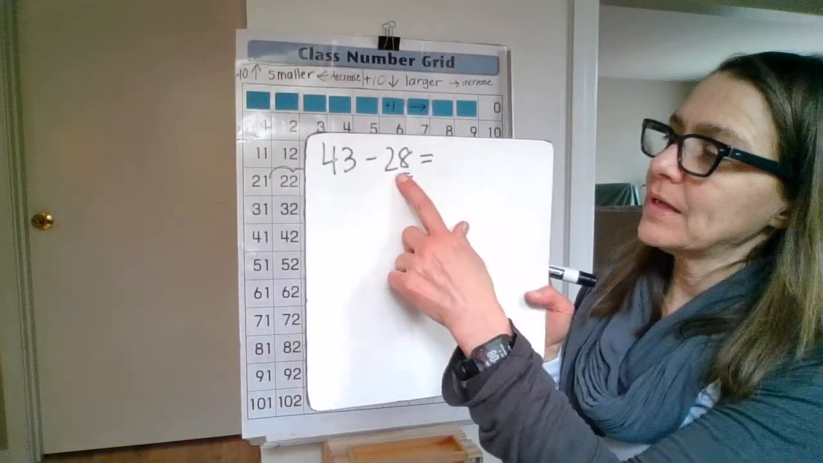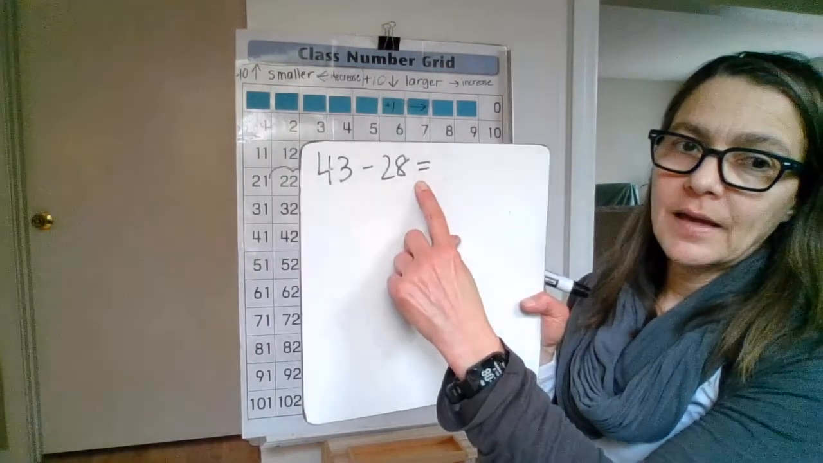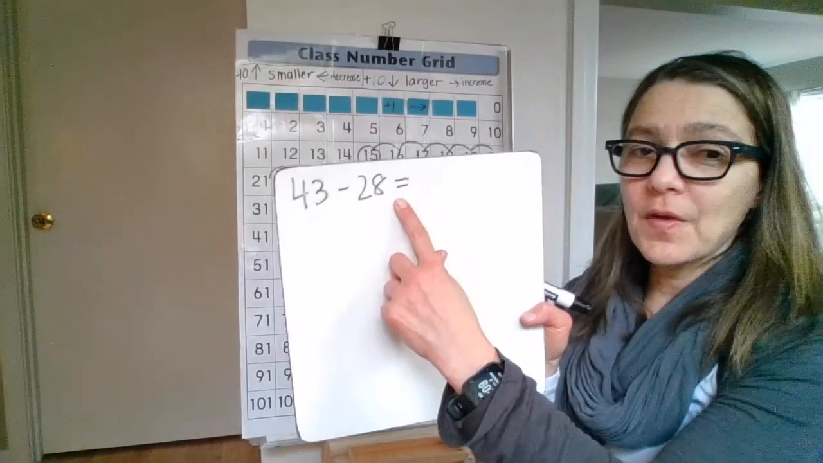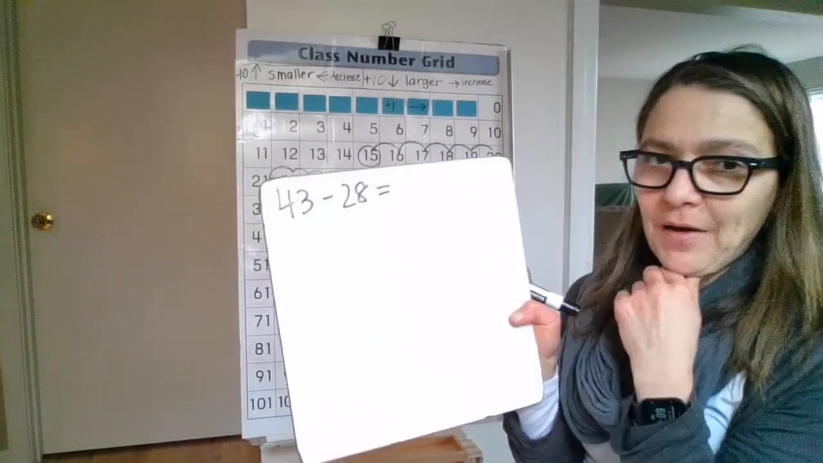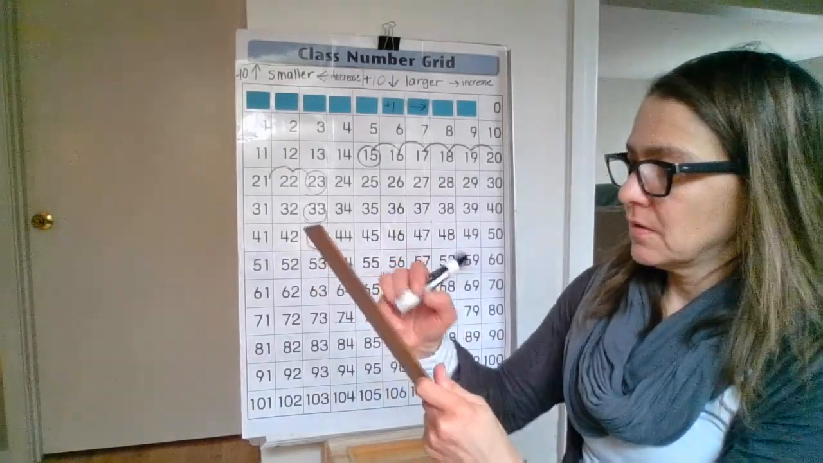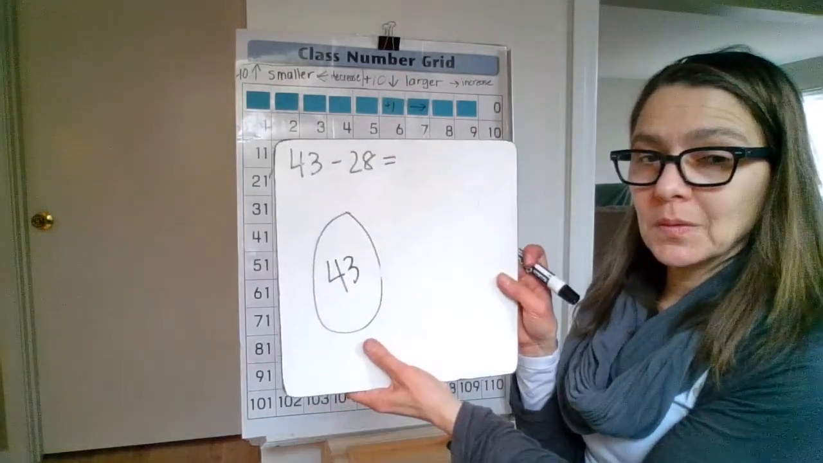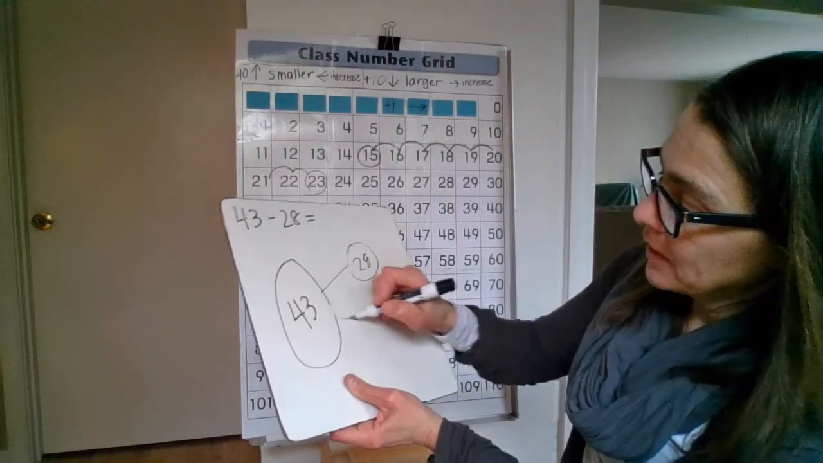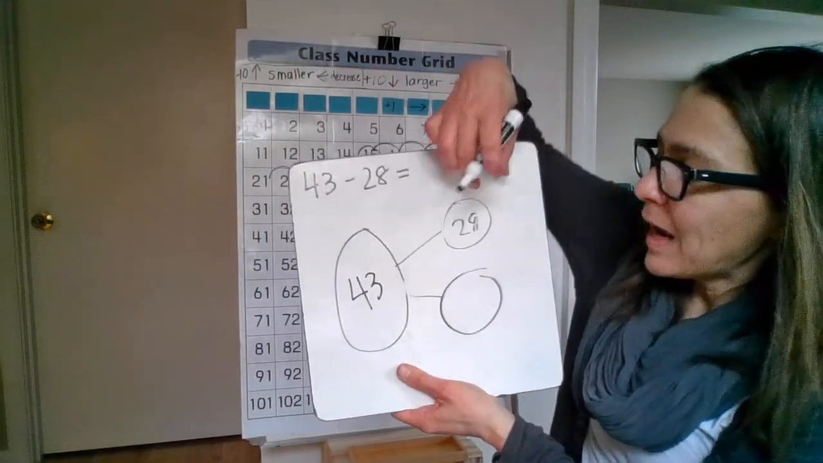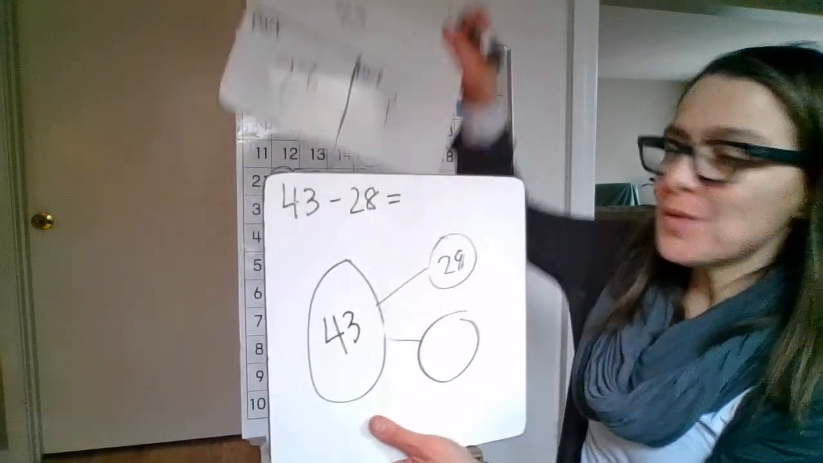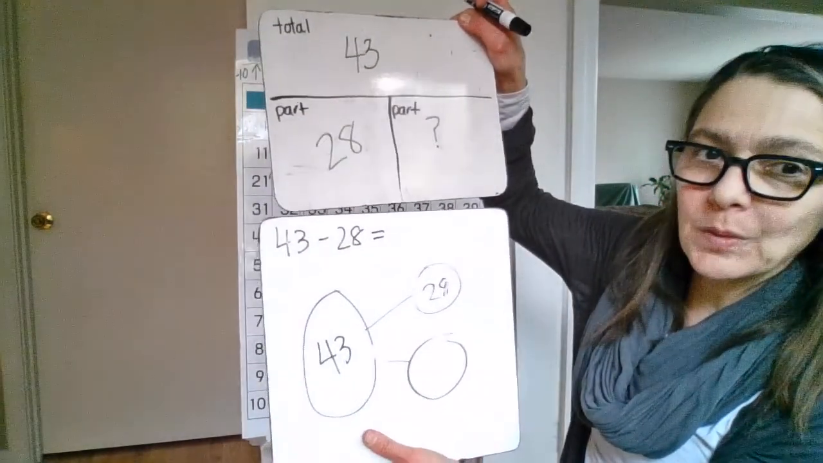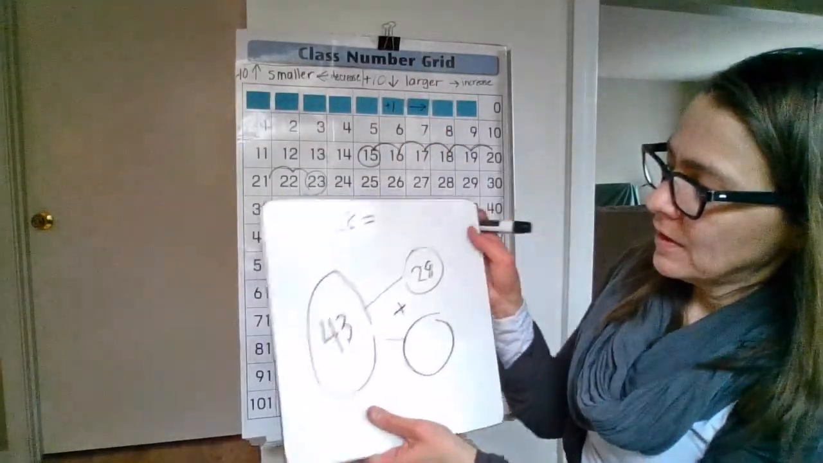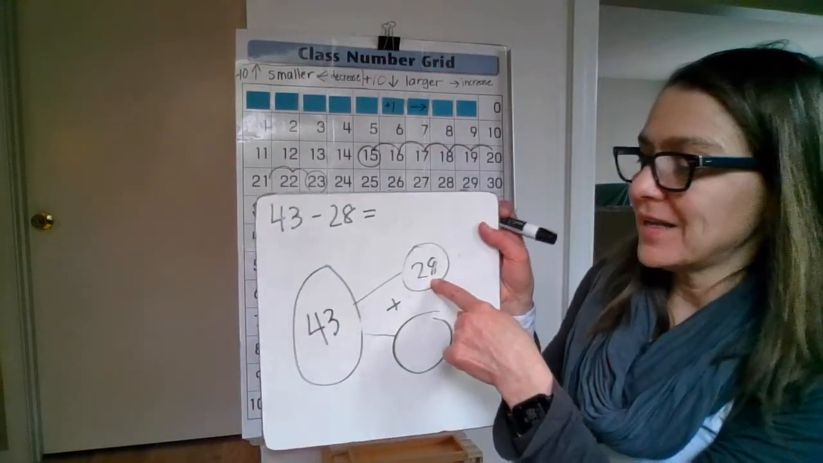43 minus 28. And what they want you to do is to think about the parts in total. Think about the fact family and think about the number bond. So if 43 is your total and you have one of your parts, it's 28, you're finding your other part. So what happens with these two smaller parts is you add them together to get the total. You're adding them. So whatever this is, you're adding to 28 to get 43.